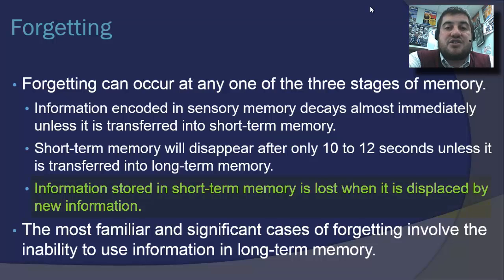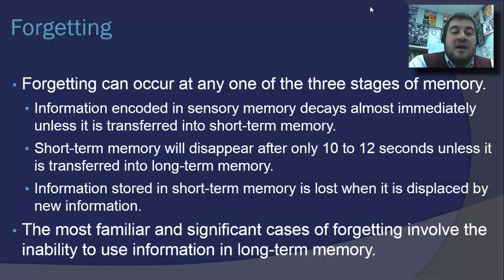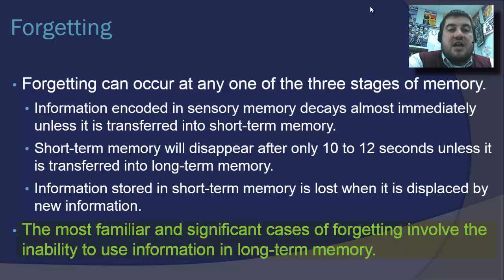Information stored in short-term memory can be lost when it is displaced by new information in a process known as interference. But the most familiar and significant cases of forgetting involve the inability to use information in long-term memory due to filing errors or not being able to remember things, just not being able to access it because we didn't tie it to something else that we knew, or just plain forgetting.